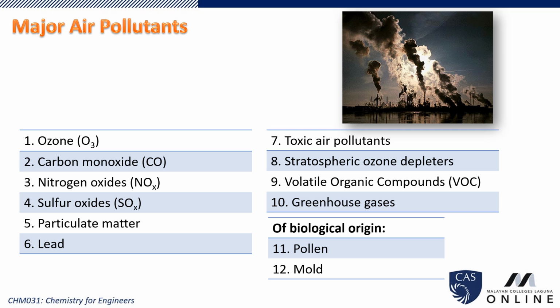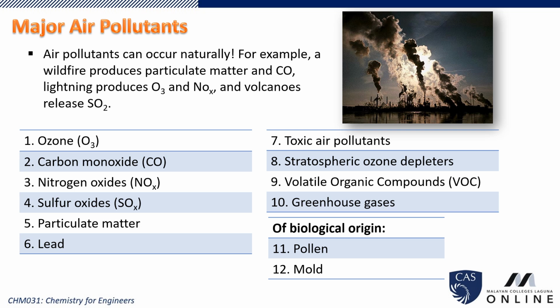Air pollutants occur naturally. Examples include wildfires producing particulate matter and carbon monoxide, lightning producing ozone and nitrogen oxides, and volcanoes releasing sulfur dioxide. Major air pollutants include ozone, carbon monoxide, nitrogen oxides, sulfur oxides, particulate matter, lead, and other toxic compounds. We will examine each in detail.